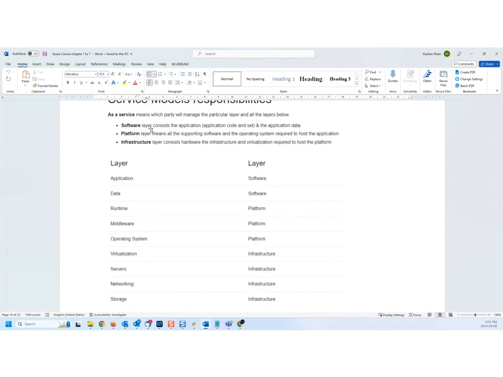we have discovered that yesterday. I am going into more detail today now. But the platform layer means all the supporting software and the operating system required to host the application, and the infrastructure layer consists of the hardware, the infrastructure, and the virtualization required to host the platform.